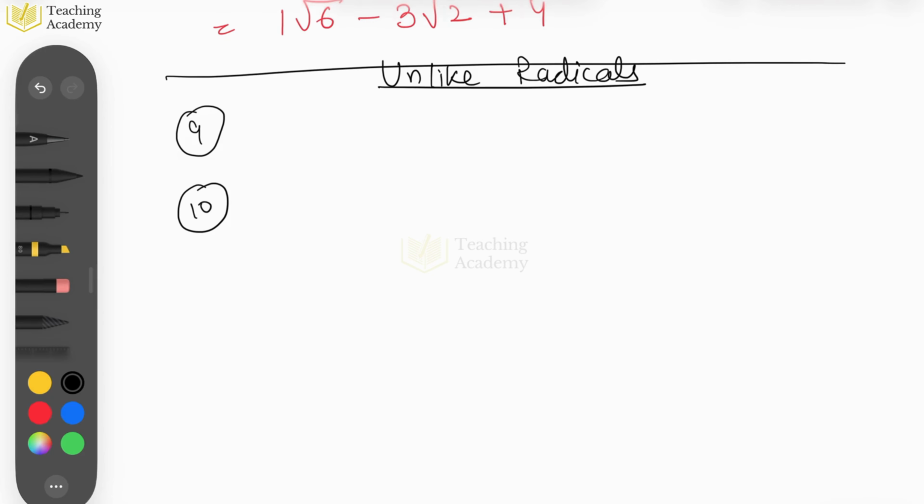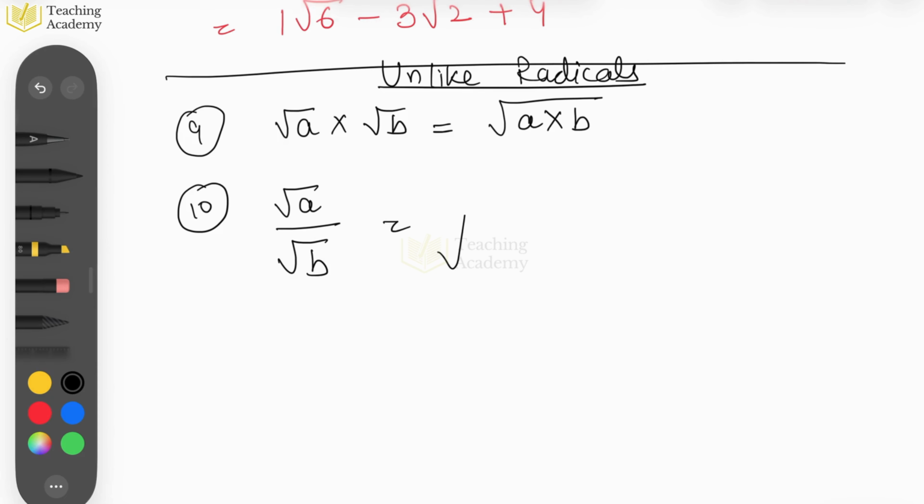Unlike means when the two roots are different, like root 3 and root 5 in one expression. So those are different. Root a times root b you can combine together to make it root of a times b inside the whole root. Similarly, you can do it for the division one. If it is written like this, you can take a whole root and a over b in the same root. Let's take a few examples of it.